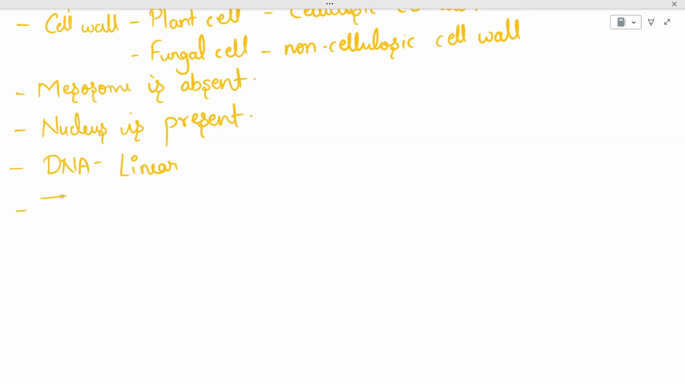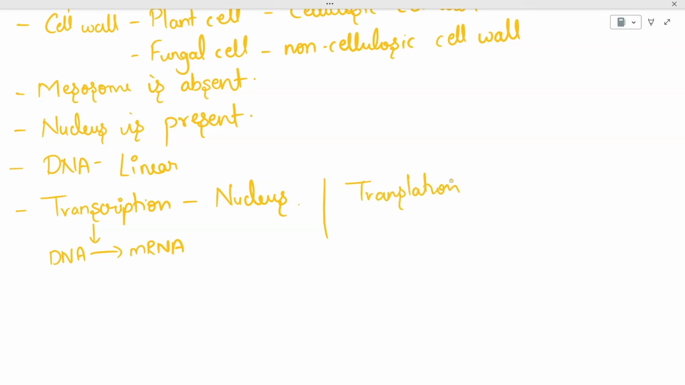Now, here we'll look at the processes. Transcription in eukaryote will occur in the nucleus. Transcription is the process of making mRNA using DNA. And next, translation. Here the translation occurs in the cytoplasm. Translation is the process of making proteins using mRNA.